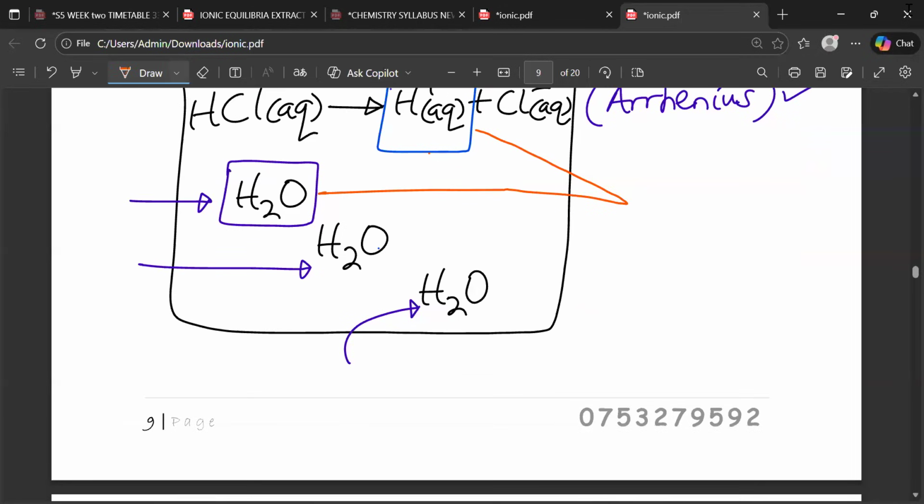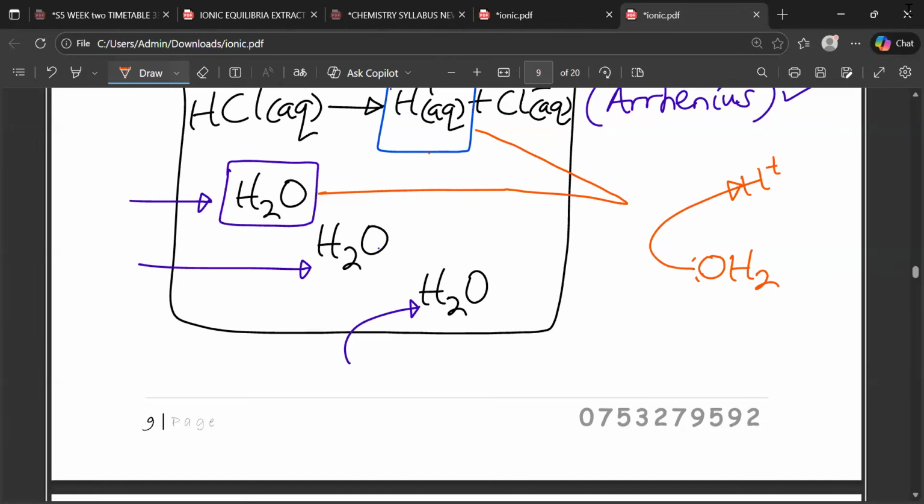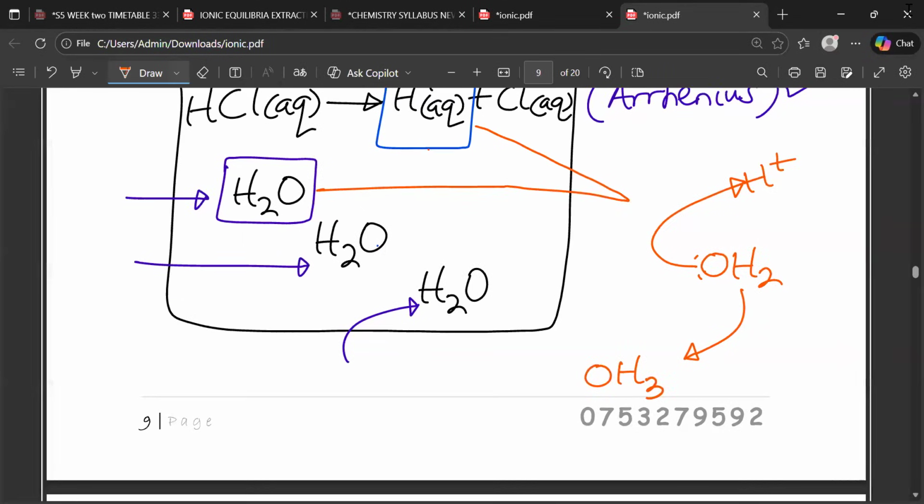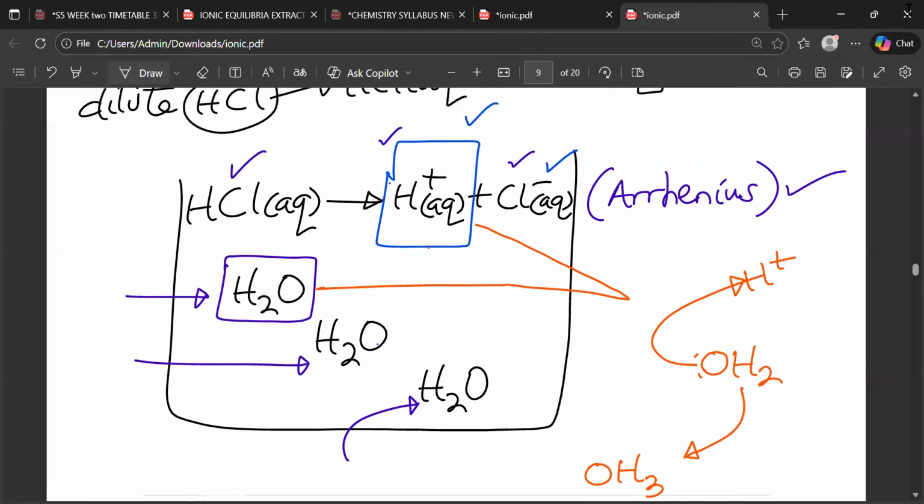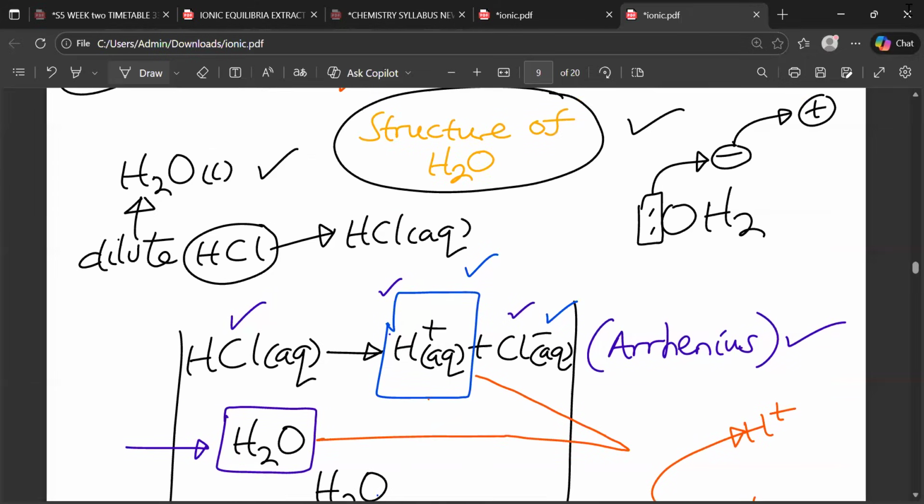And you learn. So, you all know that your water is like this. There is that lone pair. So when it attacks the H plus like that, what do we come up with? We come up with OH3 like that. But you people should tell me, is everything normal? Does OH3 exist? Or is there something missing?